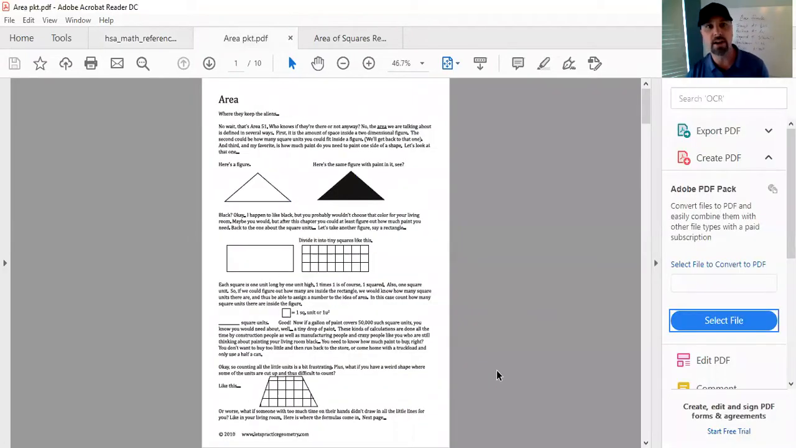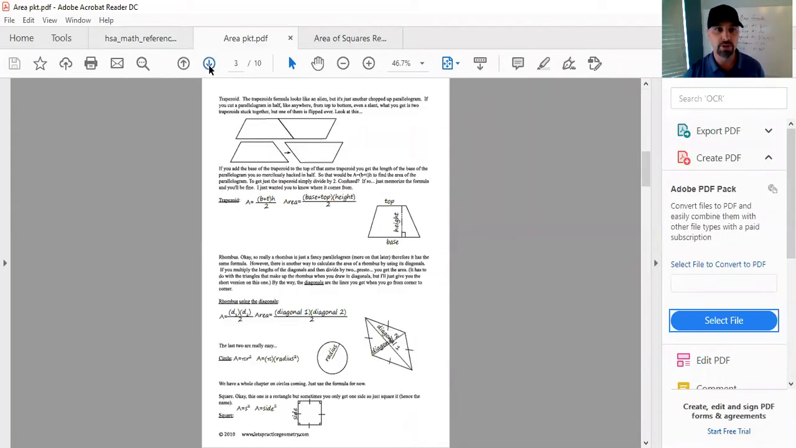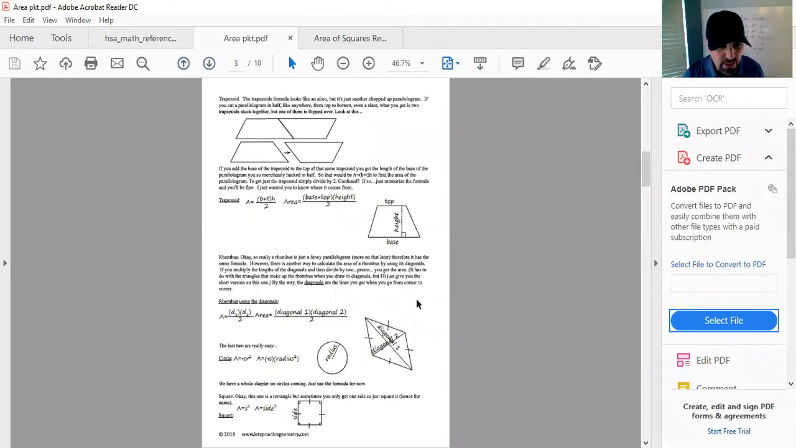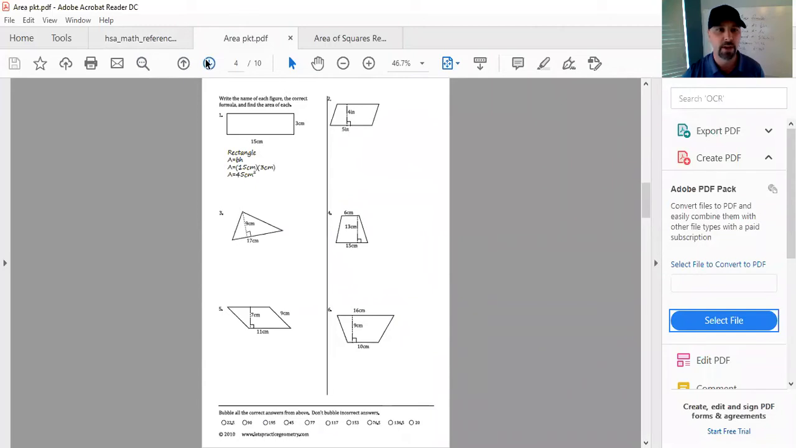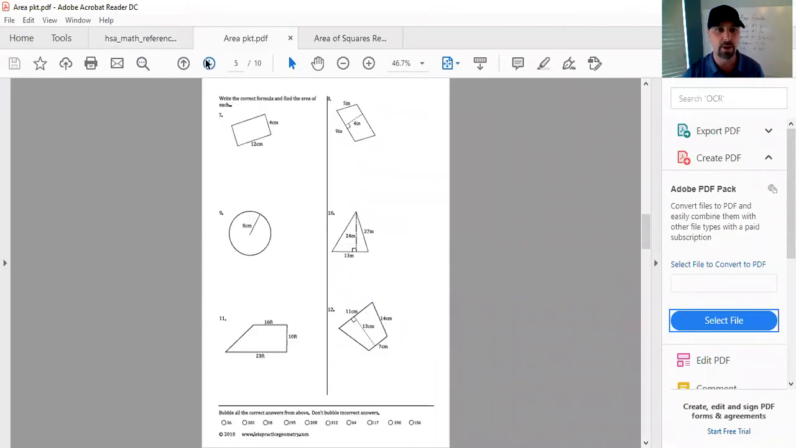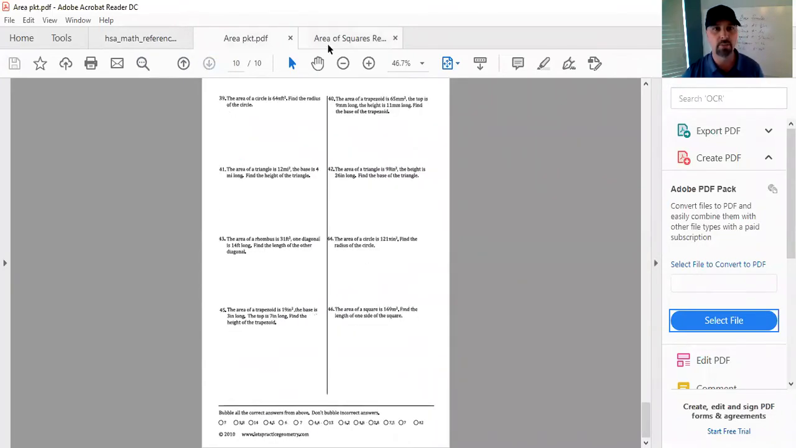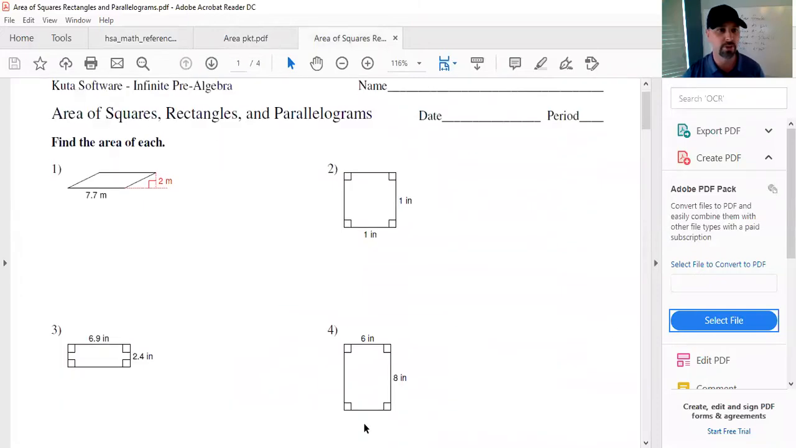Well, I'm giving you this area packet, which gives you a good explanation. It shows the things gridded off, goes through each of the formulas. It even throws in a rhombus, which we're not going to worry about. And then it has some practice problems. Okay, so that's a pretty good packet. Right now, we're just going to work on this one a little bit. Areas of squares, rectangles, and parallelograms.